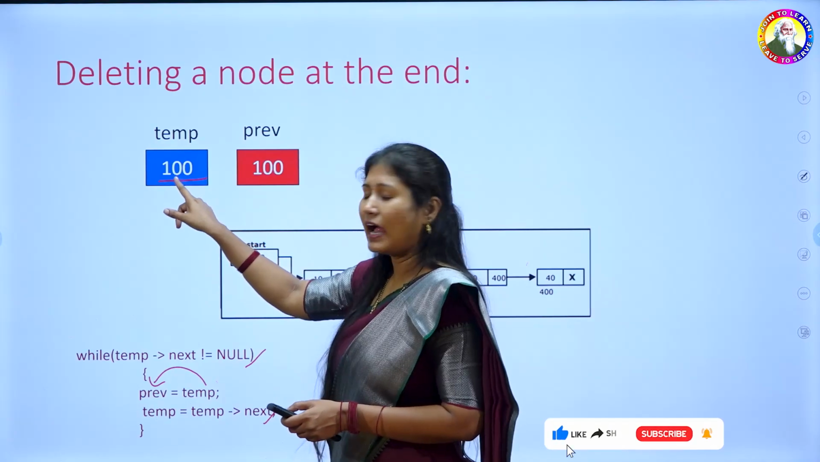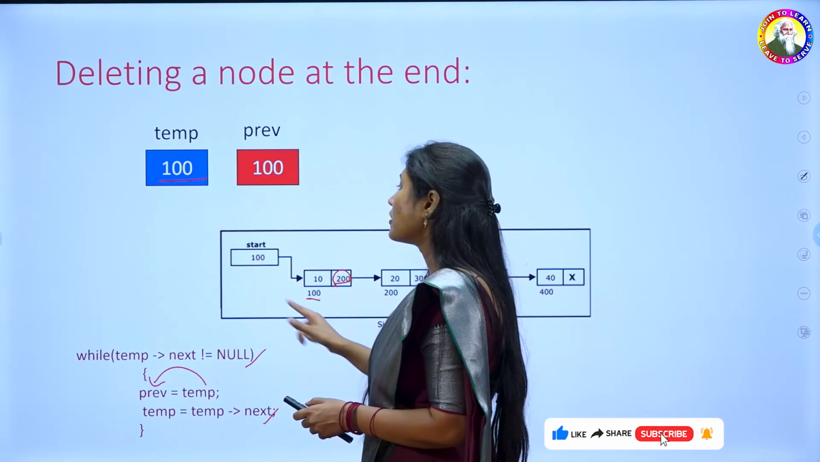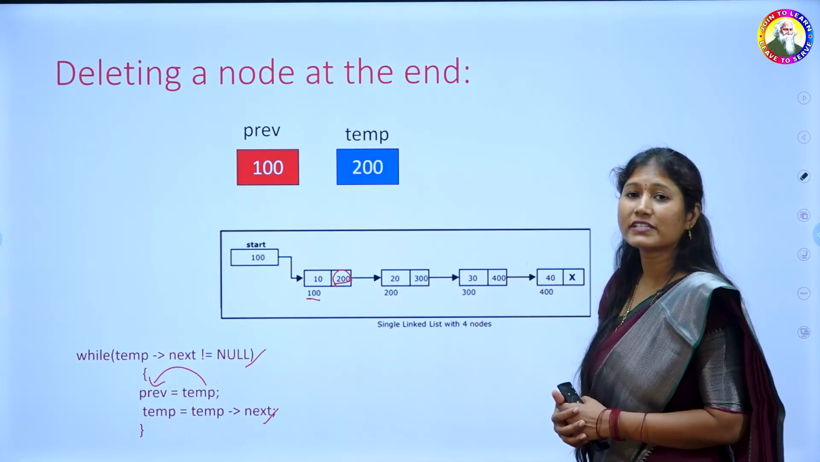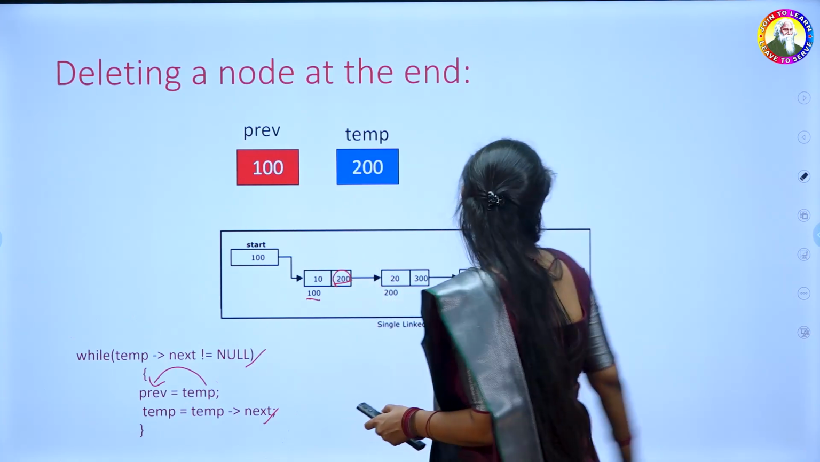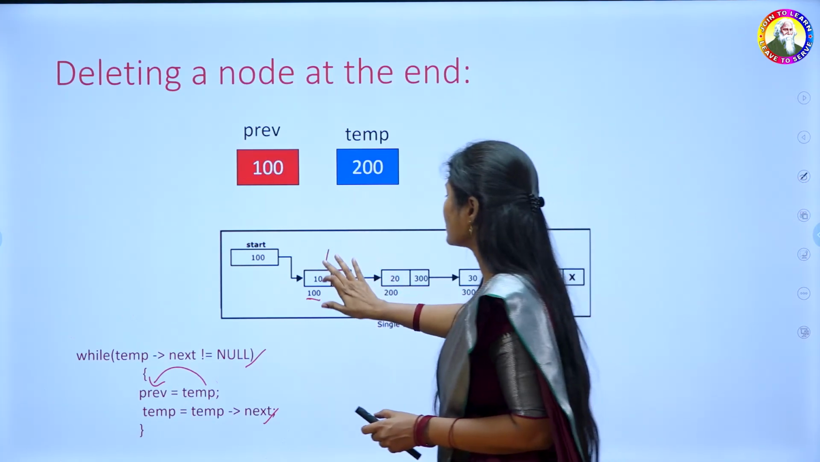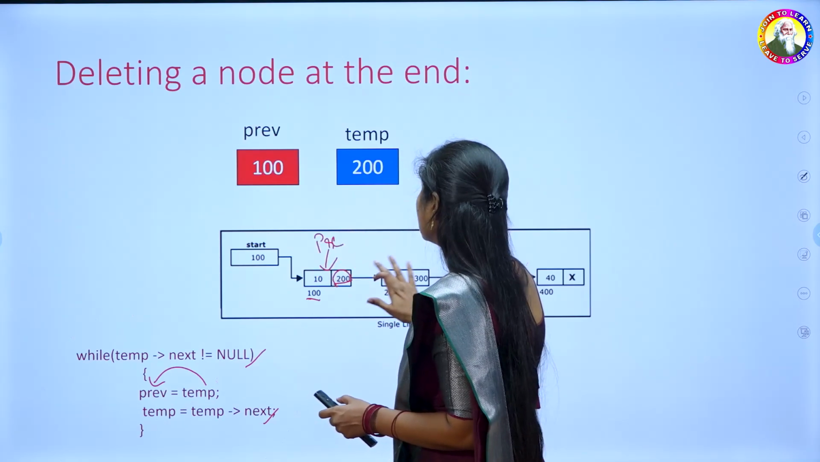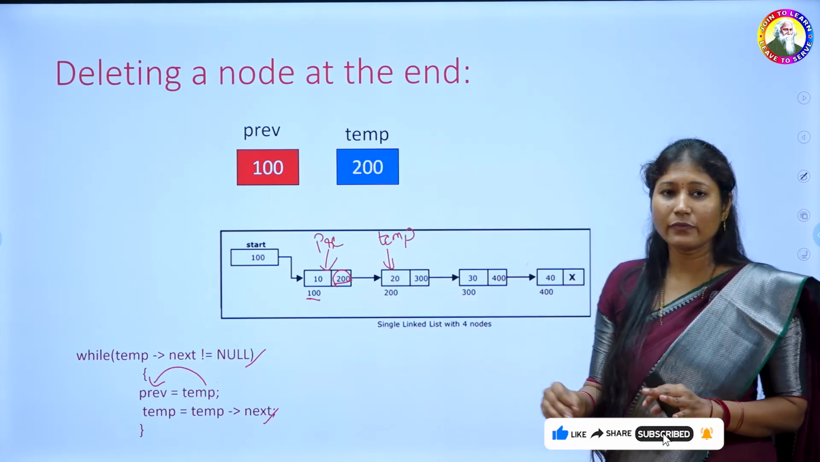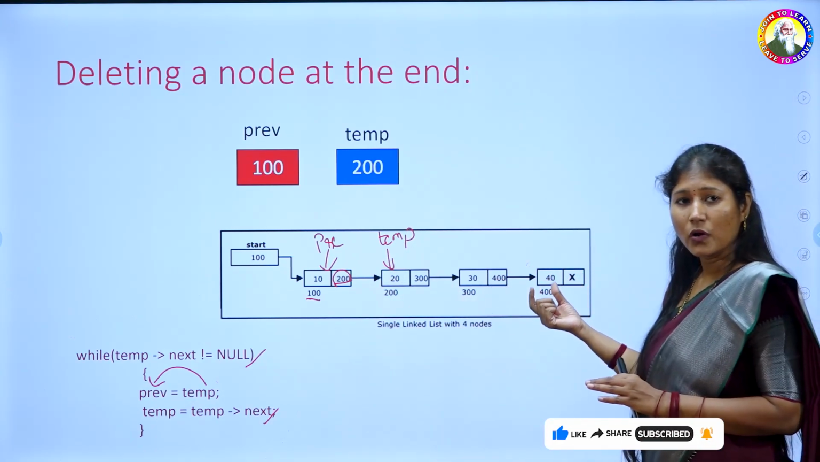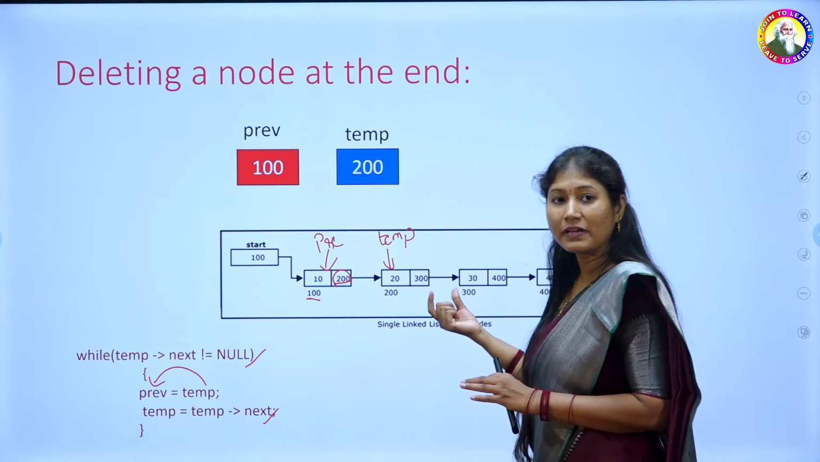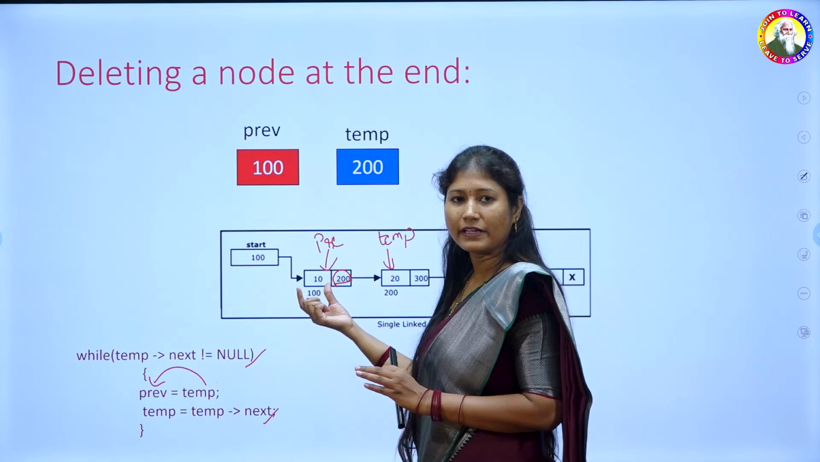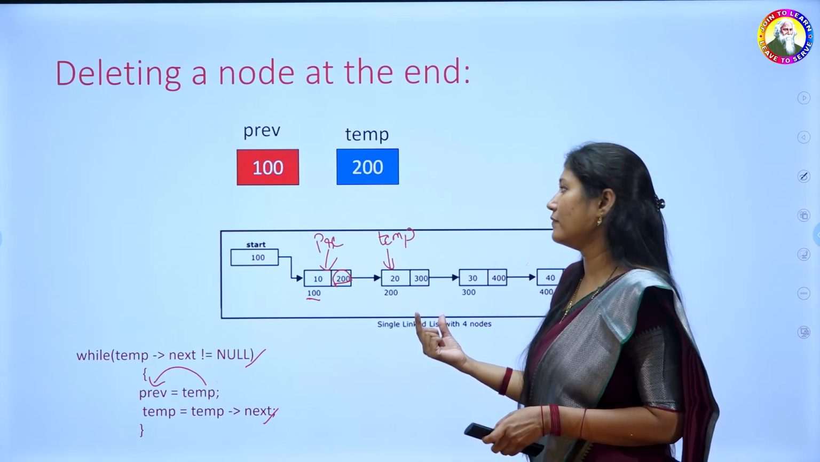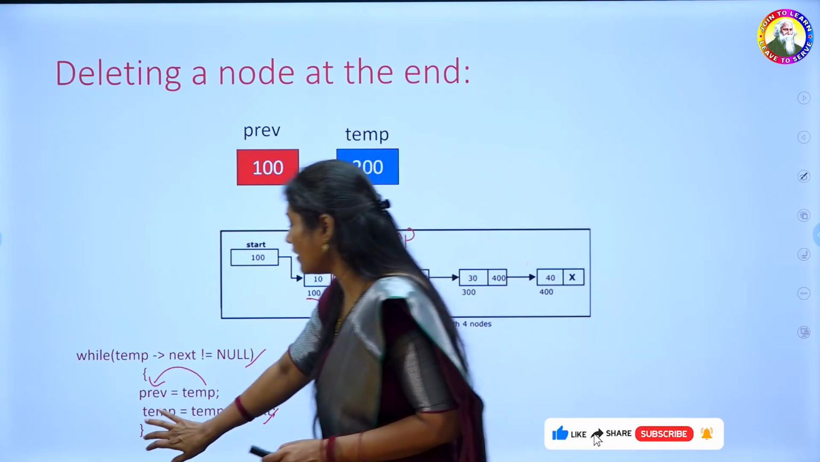What is the temp value here? 100. 100 next is 200. Now we are going to change the temp value to 200. Yes, now the temp value is changed to 200. If you observe, previous is pointing to the earlier node and temp is pointing to the next element after the previous. Yes, this is what we require, right? Why? Because after reaching the last one, I should change the address of the previous one. That is what is happening here. Done. Now again, the condition will repeat.